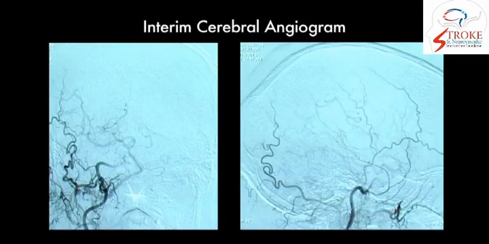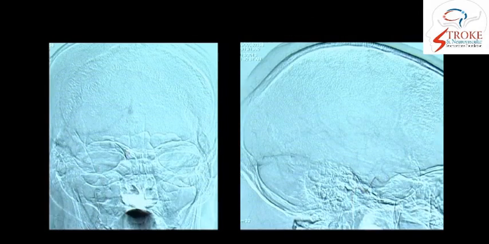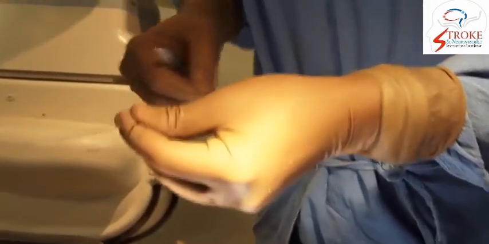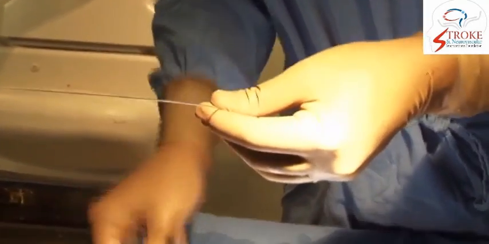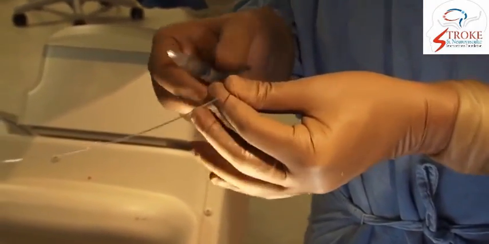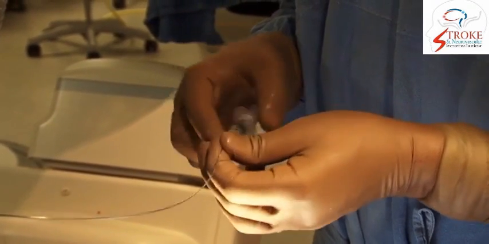So the plan in this case is to place a protection device, which will be followed by a pre-stenting angioplasty using a 2.5 mm diameter balloon, and this will be followed by stent placement, and if need be we will be doing post-stent angioplasty as well, followed by removal of the filter device. Now this is the balloon being prepared, being flushed. So we always keep everything ready when we start with the main procedure.